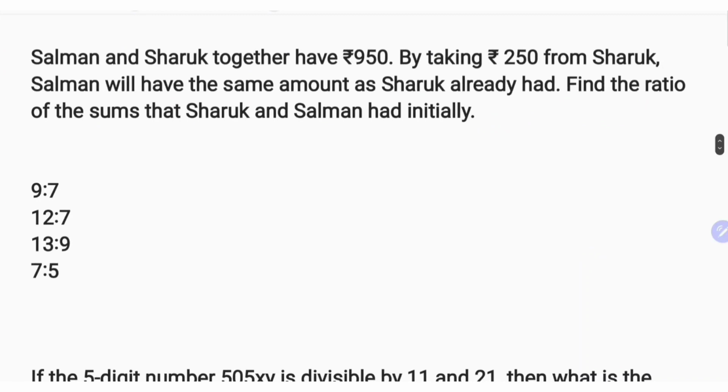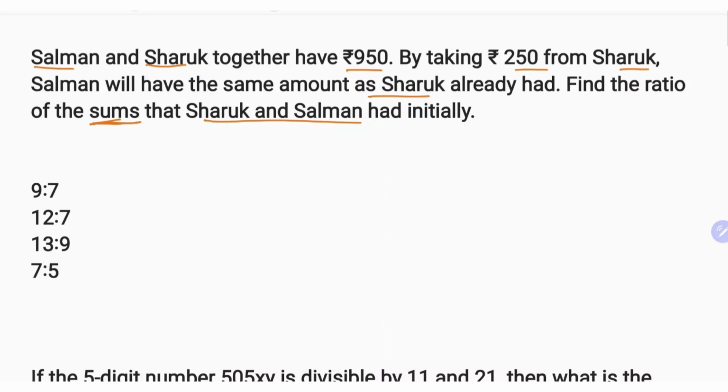Come on. Next question is Salman and Shahrukh. Salman and Shahrukh together have 950 rupees. By taking 250 from Shahrukh, Salman will have the same amount as Shahrukh already had. Find the ratio of the sums. Understand the point? Here it asks about the ratio of the initial sums. Before solving any question, first of all you have to know what is being calculated. Here we are calculating the ratio of their initial sums.